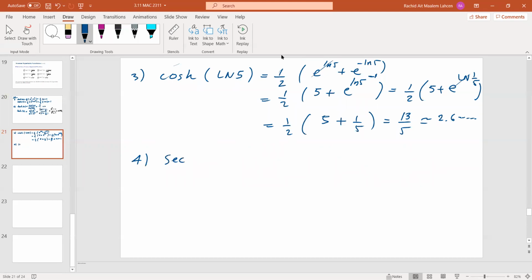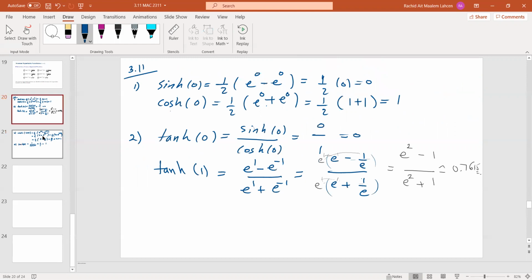Let's say we need to calculate hyperbolic secant of 0. This is the reciprocal function of the hyperbolic cosine, which comes out to be 1 over 1. So you can calculate and see it, and we already did that.